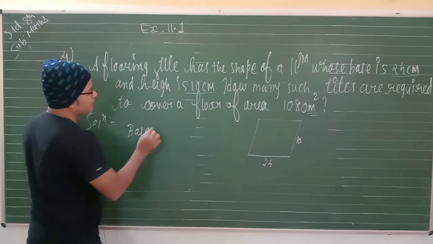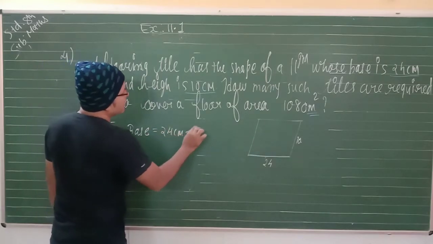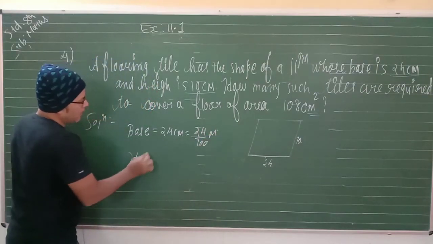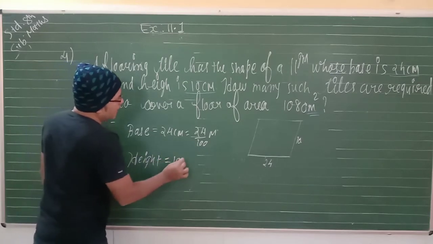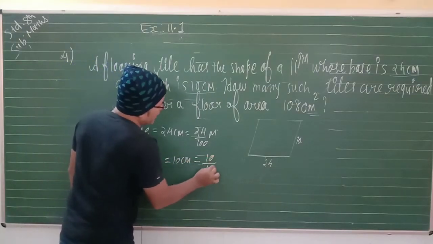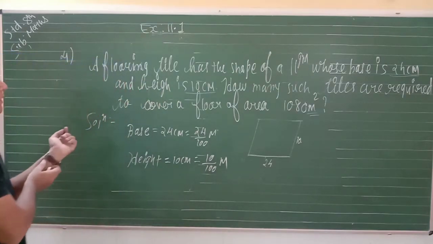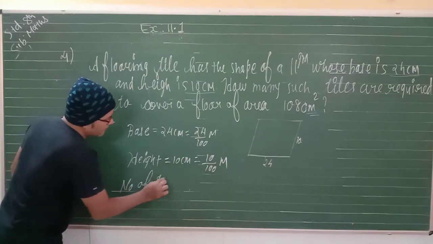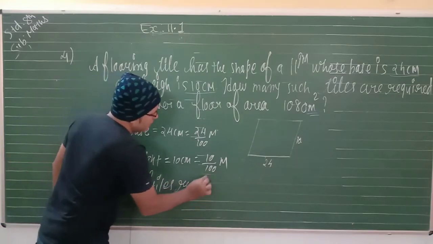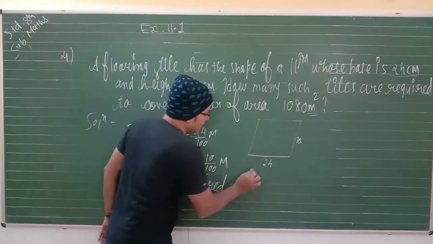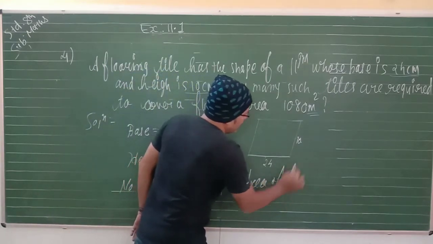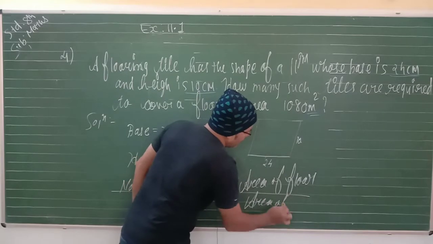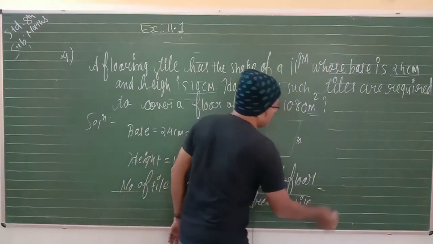Base, that is 24 centimeter, is equal to 24 upon 100 meter. Height is equal to 10 centimeter, is equal to 10 upon 100 meter. Now, number of tiles required is equal to area of floor divided by area of a tile.